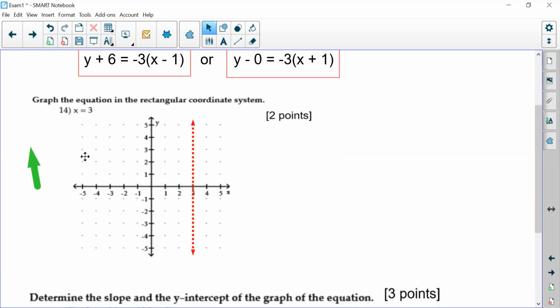Number 14, x equals 3 is a vertical line. The way to remember that is every ordered pair on here, every single one, will have one thing in common. The x value is 3.